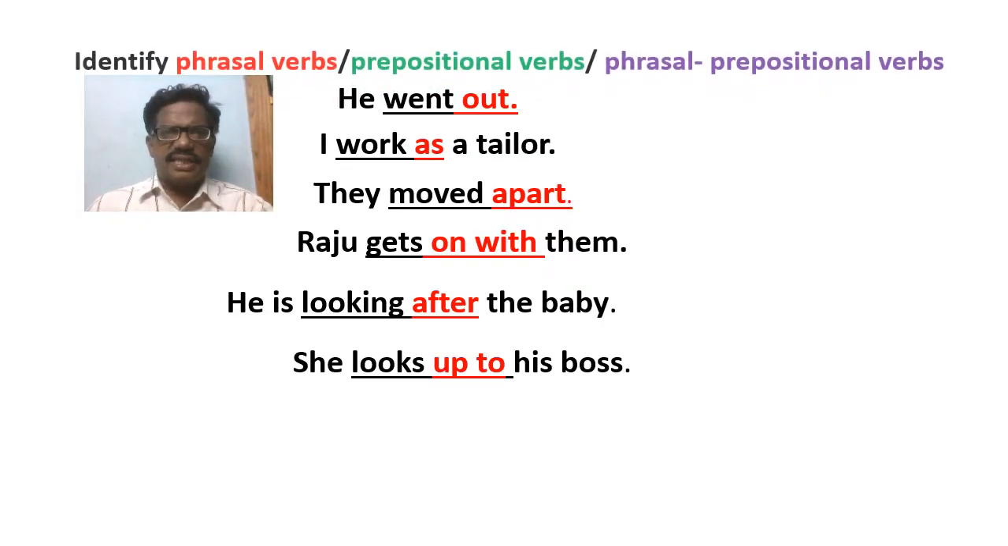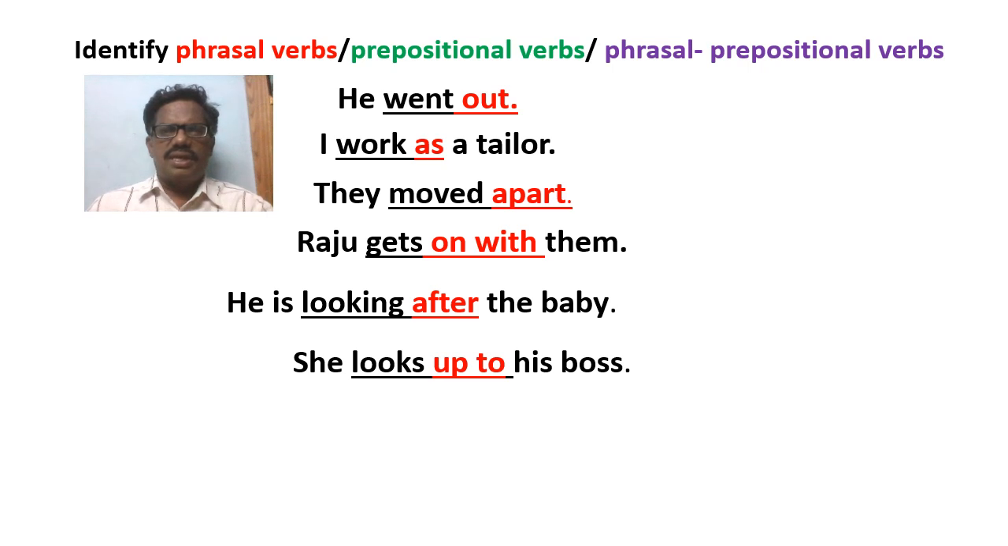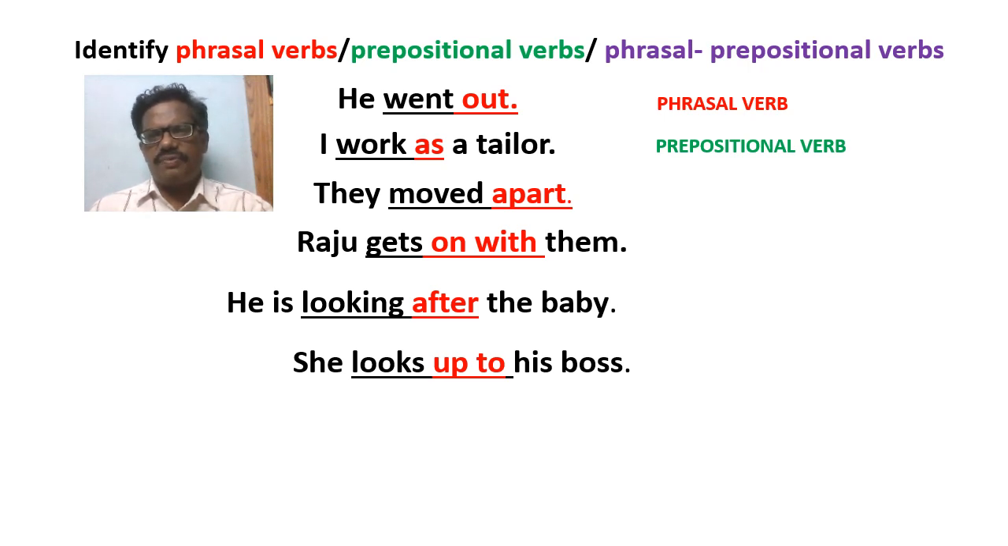Right. Here is an exercise. Identify phrasal verbs, prepositional verbs, and phrasal prepositional verbs. In the sentence, he went out, the multi-word verb went out is called phrasal verb because it has no object after it. In the second sentence, the multi-word verb work as is called prepositional verb. It is because the particle as cannot be separated, cannot be placed after the object a tailor. So here the multi-word verb is called prepositional verb.